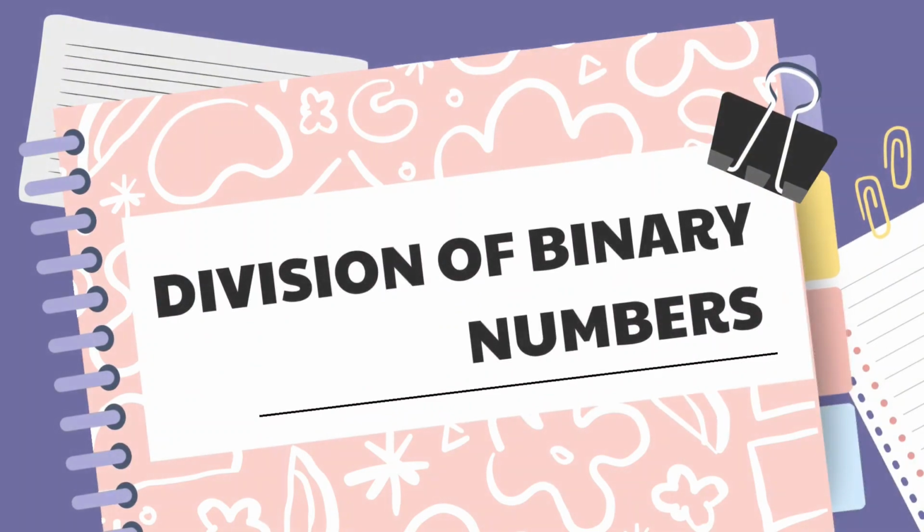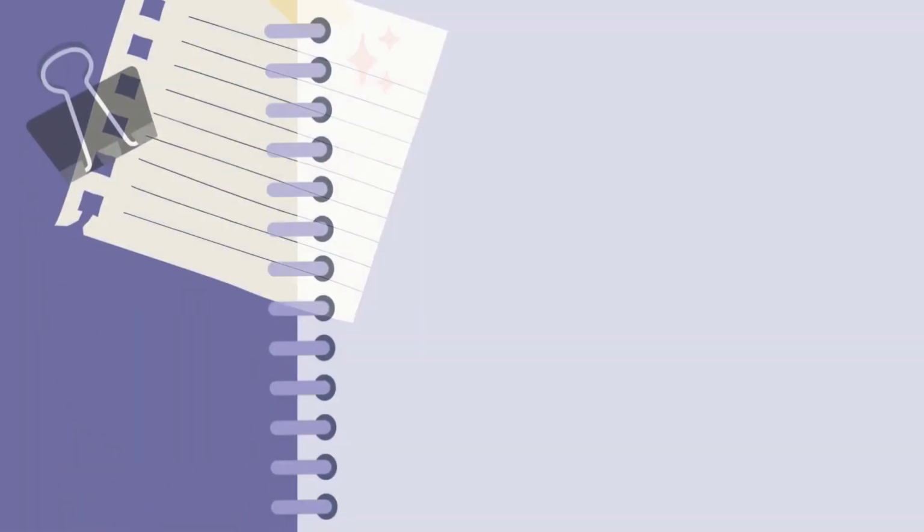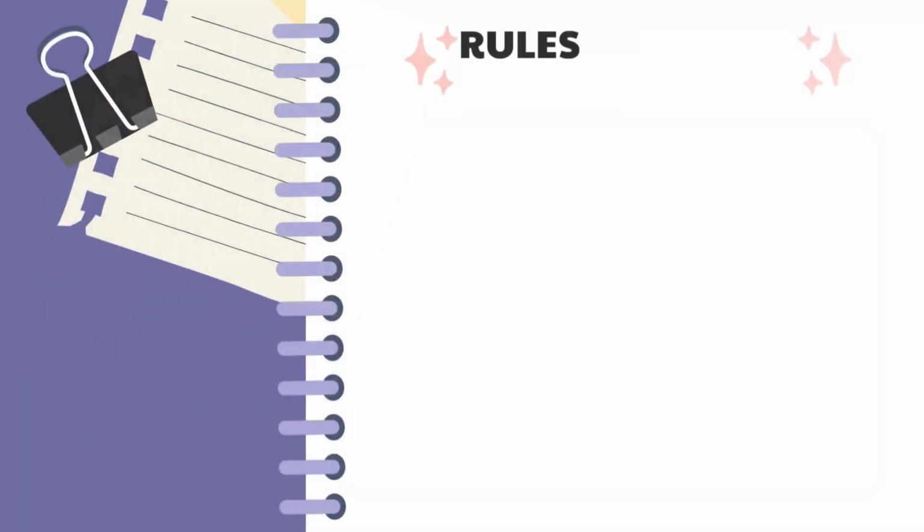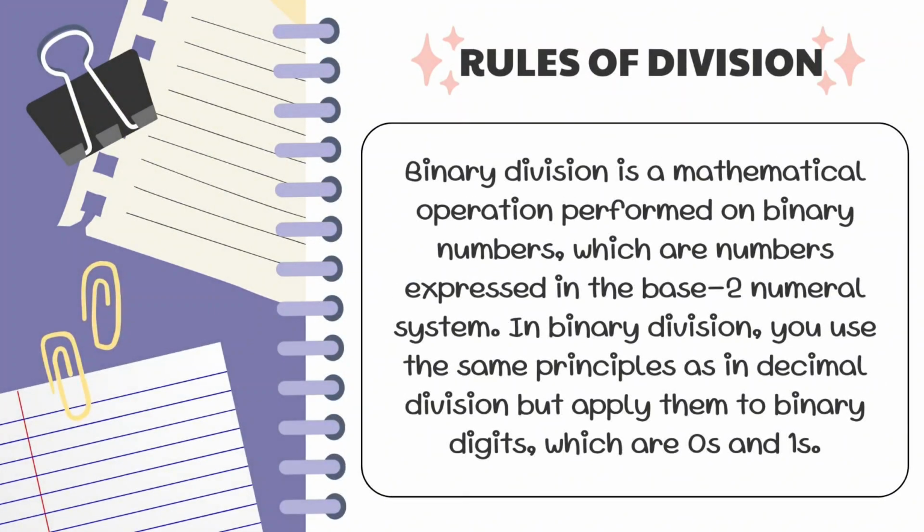Division of binary numbers. Rules of division. 1 divided by 1 is equal to 1. 1 divided by 0 is meaningless. 0 divided by 1 is equal to 0. And 0 divided by 0 is also meaningless. Binary division is a mathematical operation performed on binary numbers, which are numbers expressed in the base 2 numeral system. In binary division, you use the same principles as in decimal division but apply them to binary digits, which are zeros and ones.